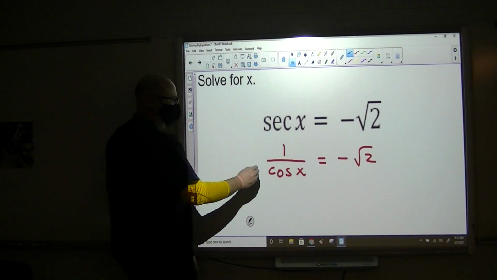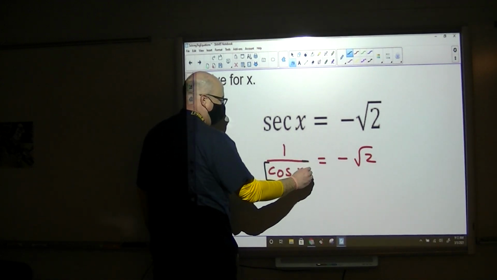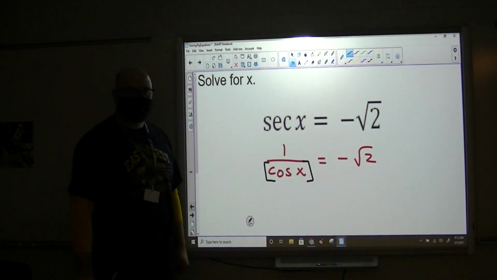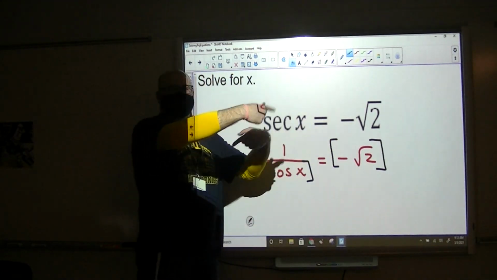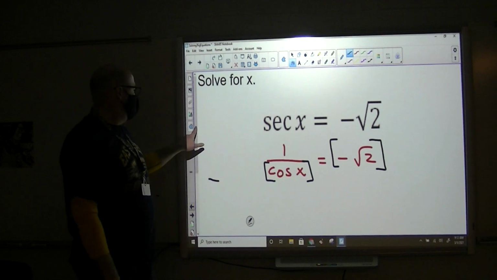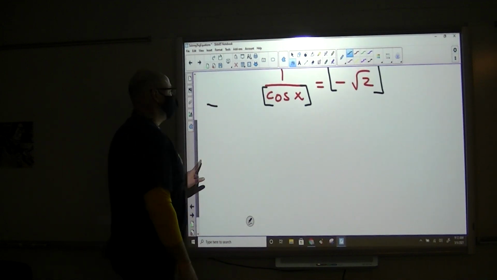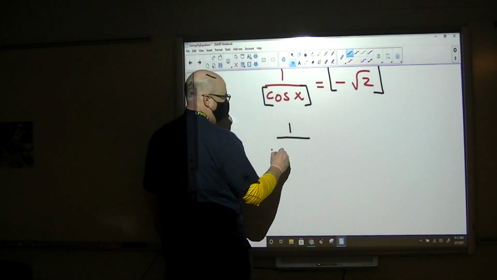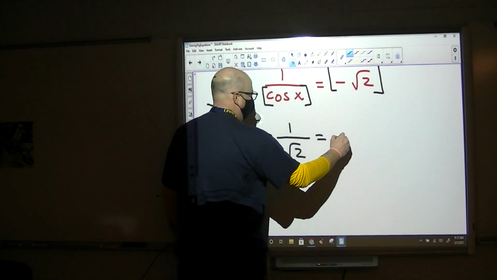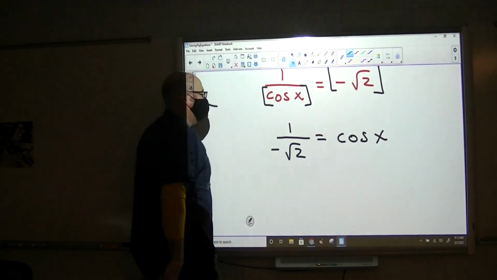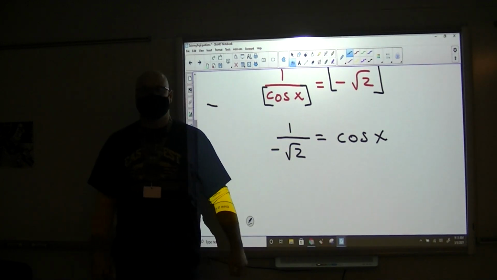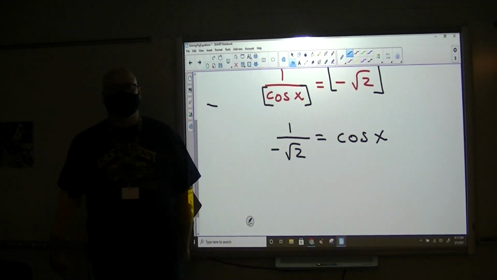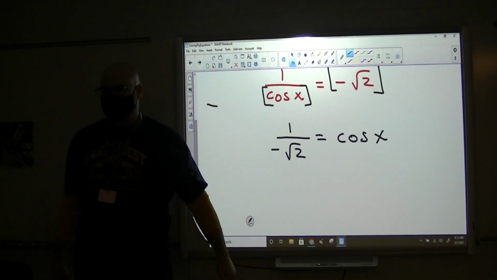So what we can do is take that thing that we're supposed to be solving for, and take this, and switch them out. Now this problem will say 1 over negative radical 2 is equal to cosine x. How about that? We got our cosine x all by itself. We just moved it out of the fraction and put something else in its place.